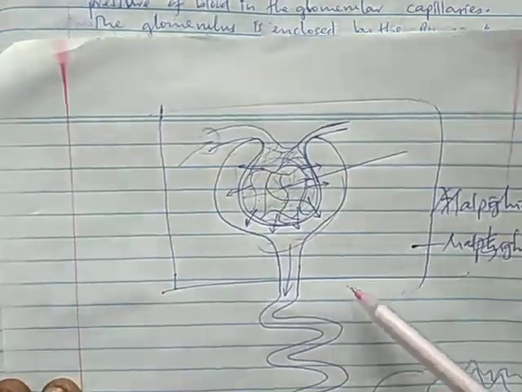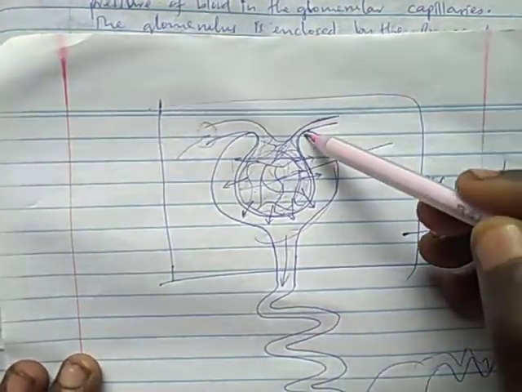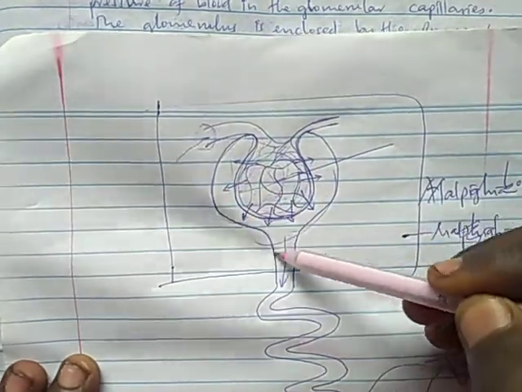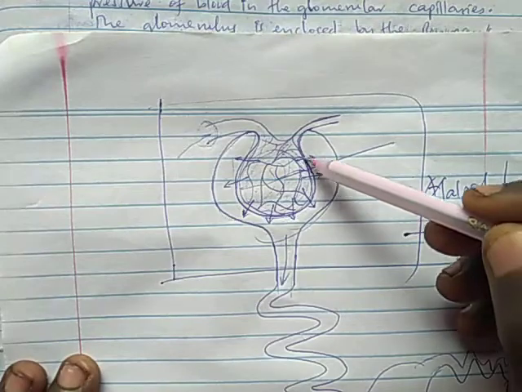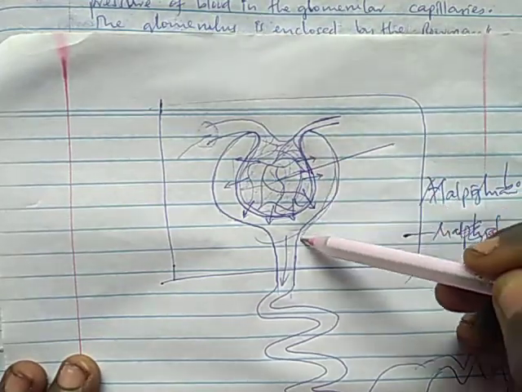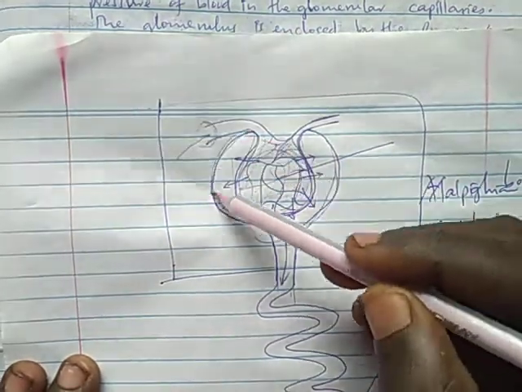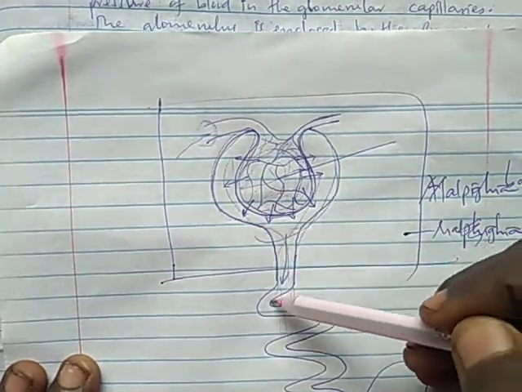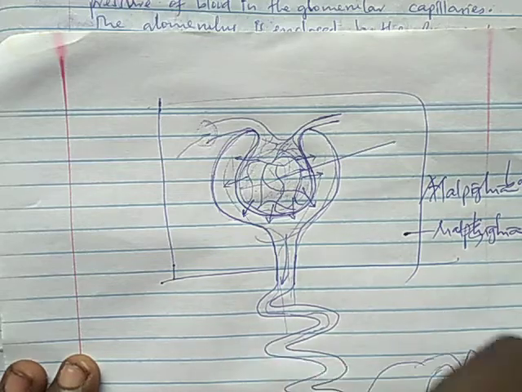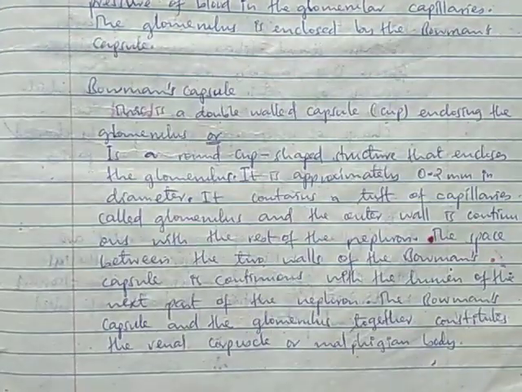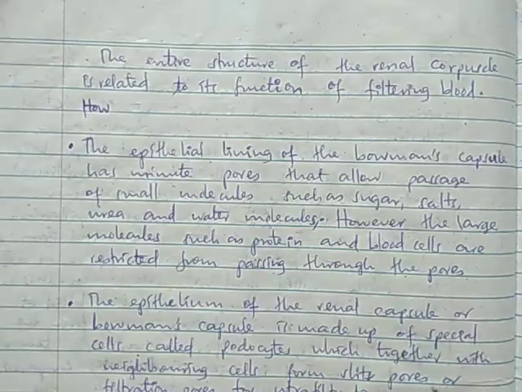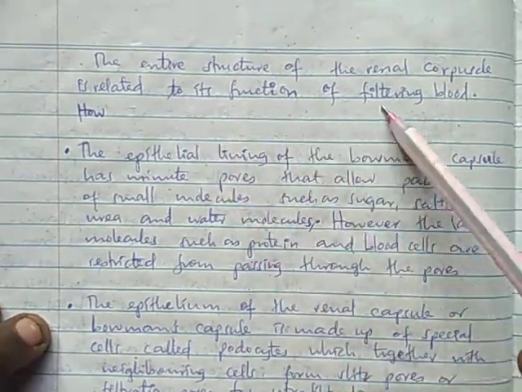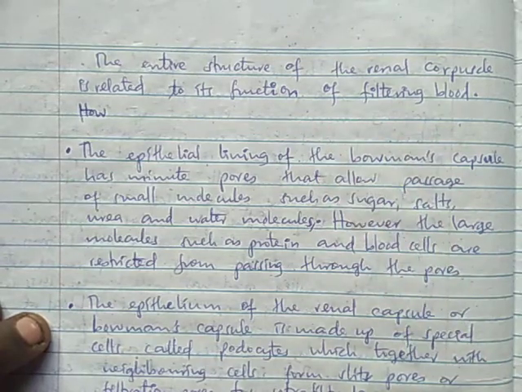Kwa hiyo unaona kwamba hii kapu hii, ndani mko continuous na huku lumen, na nje mko continuous. So the space of the lumen iko continuous with the lumen of the nephron, and the outside iko continuous with the outside wall of the nephron. So nachokisema ni kwamba the entire structure of the nephron corpuscle is related to this function of filtering blood.